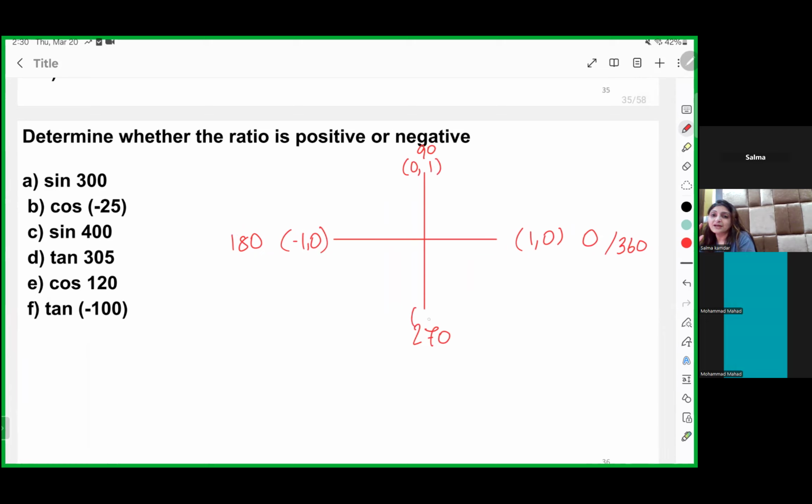Sine 300, where would it come? Put the CAST. So sine 300 is going to be negative. Okay. So you're going to write positive or negative. Cos minus 25. Is it negative? So it's going to be positive.